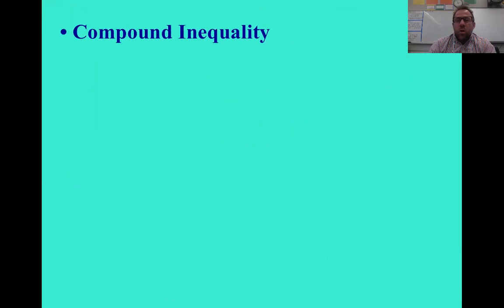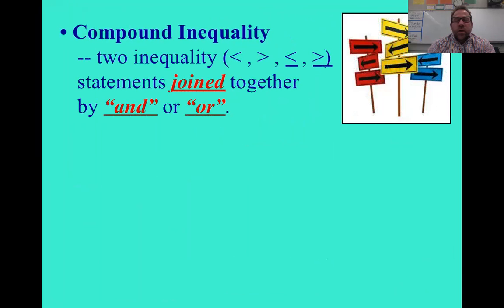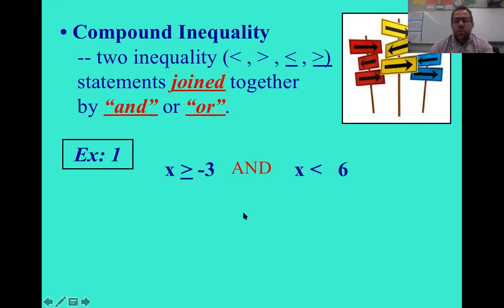So a compound inequality is when we take two inequality statements, so a greater than, a less than, or a less than or equal to, or a greater than or equal to, when we take two statements and we join them together. So we take one here and we take another one and we join them together, and we do that using the word and or the word or. So here's an example.